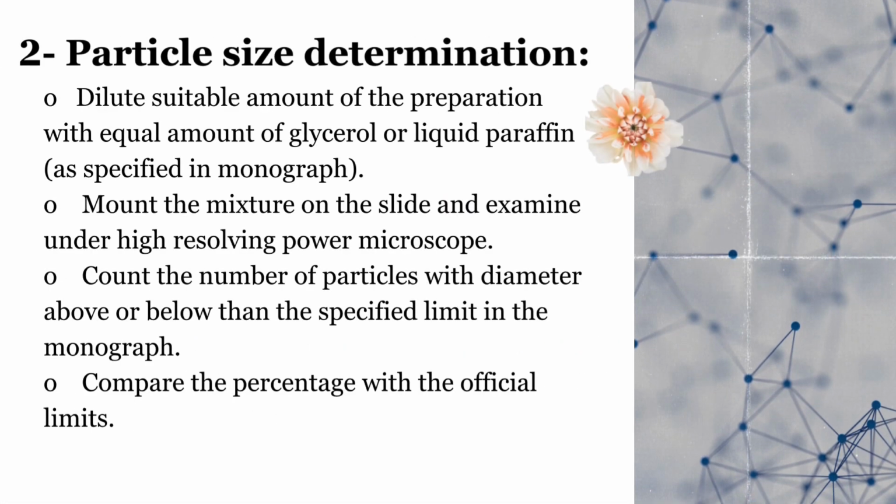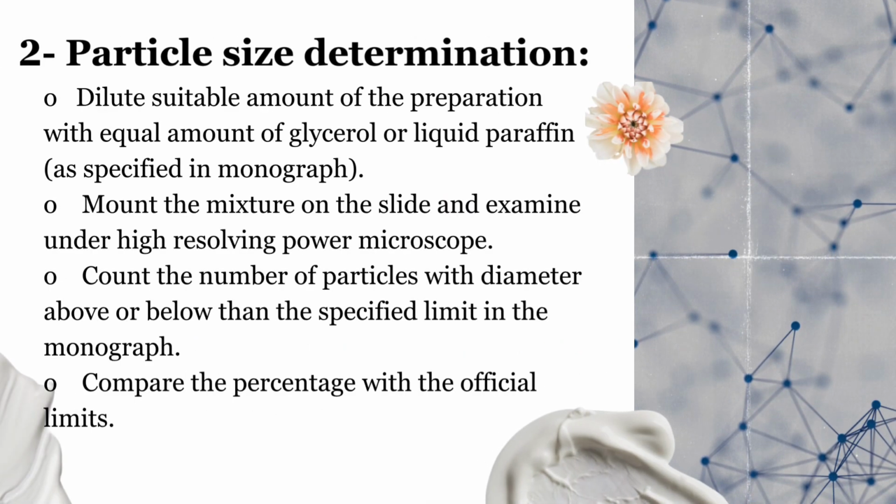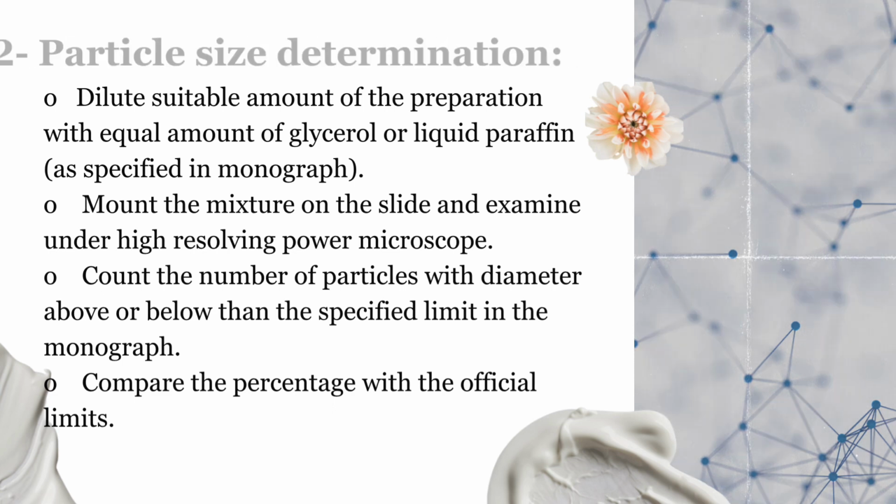2. Particle size determination. Dilute a suitable amount of the preparation with an equal amount of glycerol or liquid paraffin as specified in the monograph. Mount a drop of the mixture on a slide and examine under a high resolving power microscope. Count the number of particles with diameter above or below the specified limit in the monograph. Compare the percentage with the official limit.